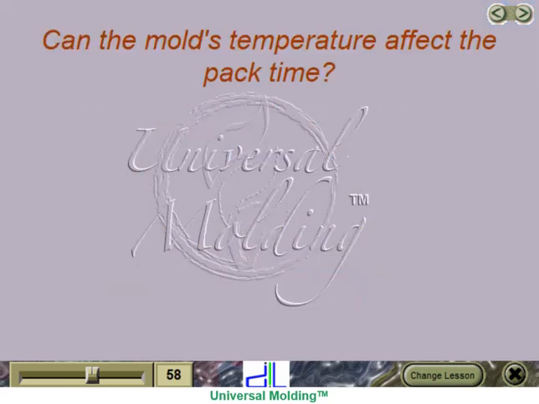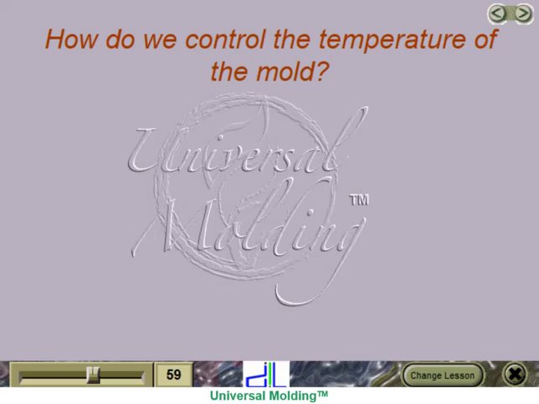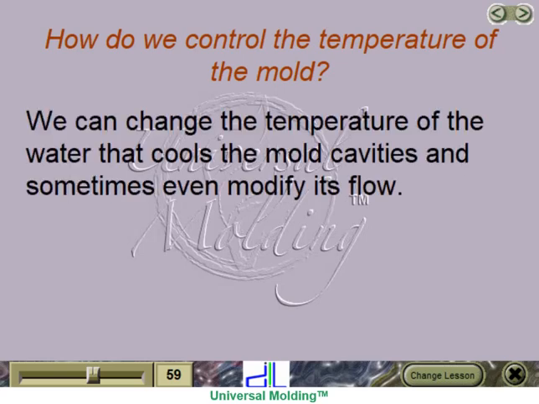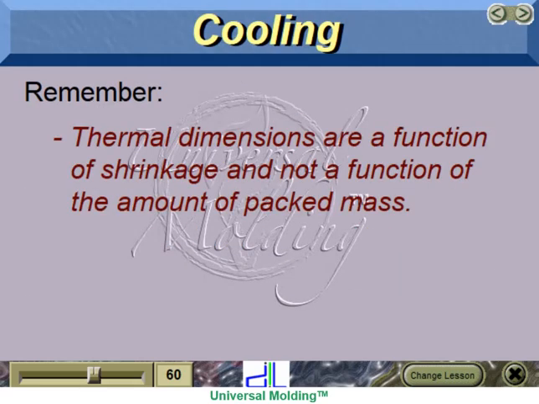Can the mold's temperature affect the pack time? Yes, it can, since any change in the way heat is removed from the melt will have an effect on the time it takes for the gate to freeze. How do we control the temperature of the mold? We can change the temperature of the water that cools the mold cavities and sometimes even modify its flow. It is important to understand that the temperature of the water that enters the mold and the mold's metal temperature are distinct. Remember, thermal dimensions are a function of shrinkage and not a function of the amount of packed mass.